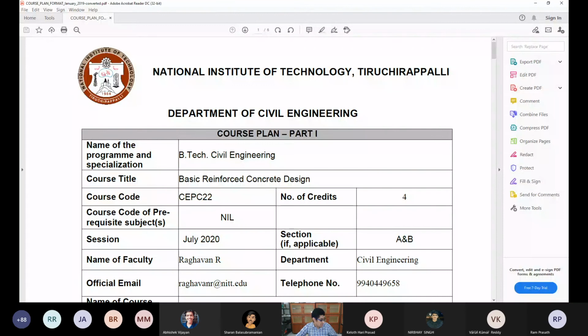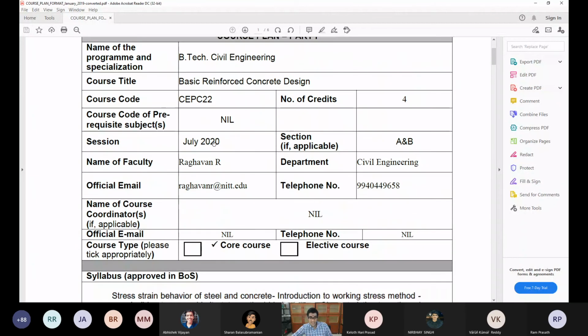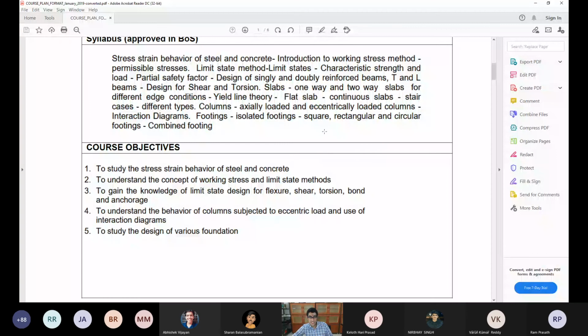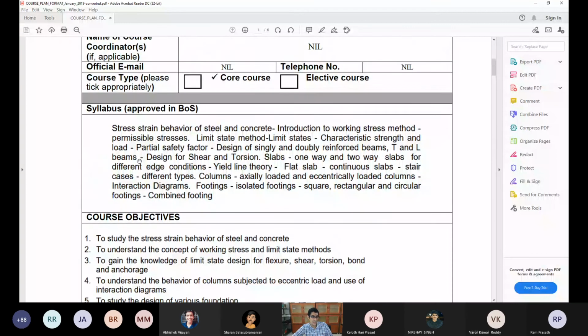Okay, are you seeing my course plan? Yes, sir. Okay, this is last year's actually, but I am going to use more or less the same course plan. This last year I'll change to 2021 now. And there are some small changes in the columns.